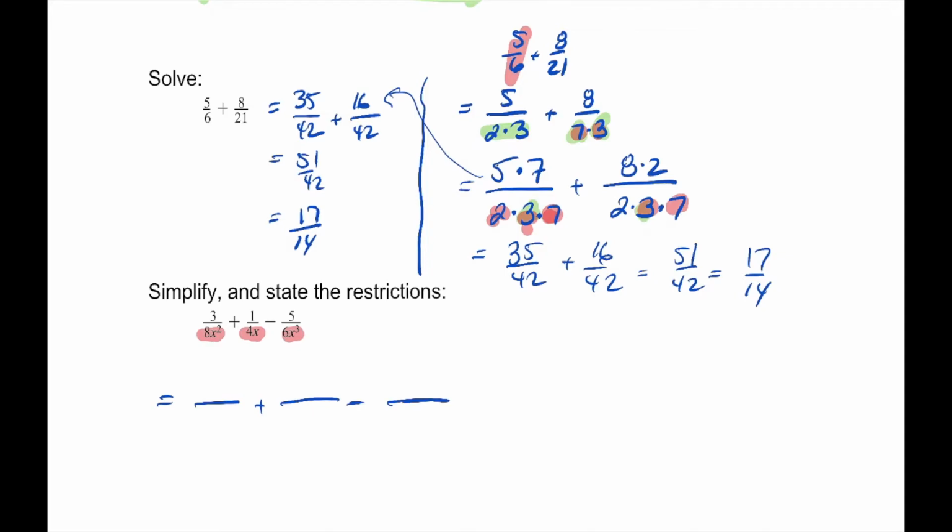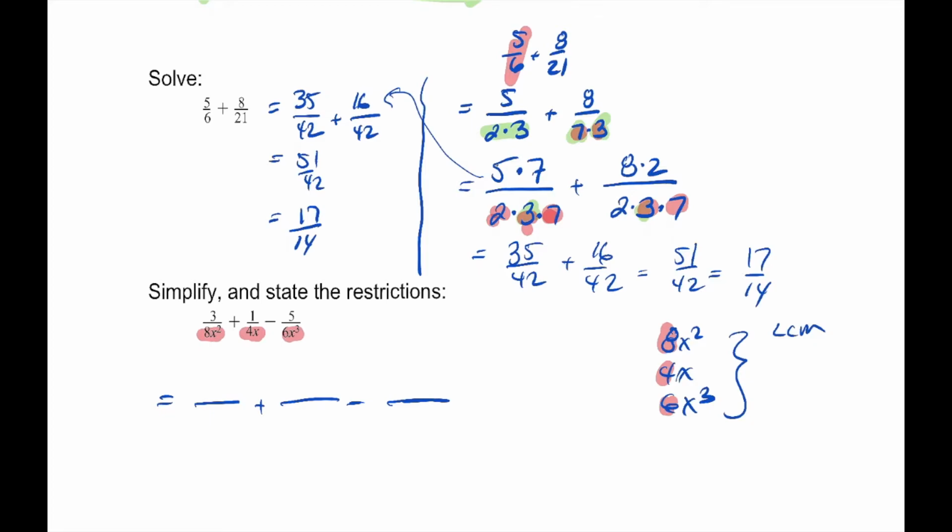And here, just off to the side, we have 8x squared, 4x, and 6x cubed. In order to get the lowest common multiple, we need to break it up into 2 parts. First, we need to look at our coefficients, 8, 4, and 6. And we need to figure out what the lowest common multiple of 8, 4, and 6 is.